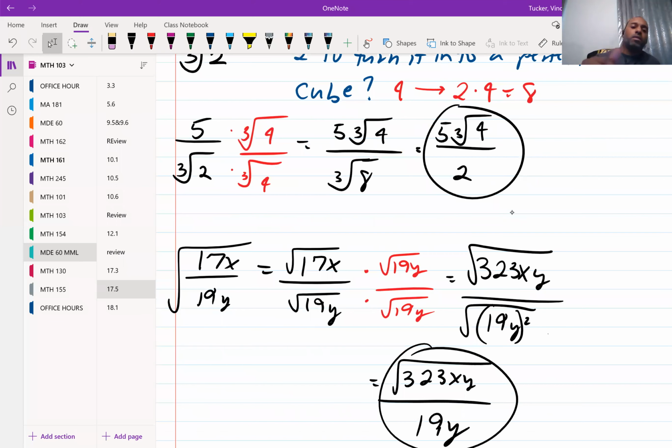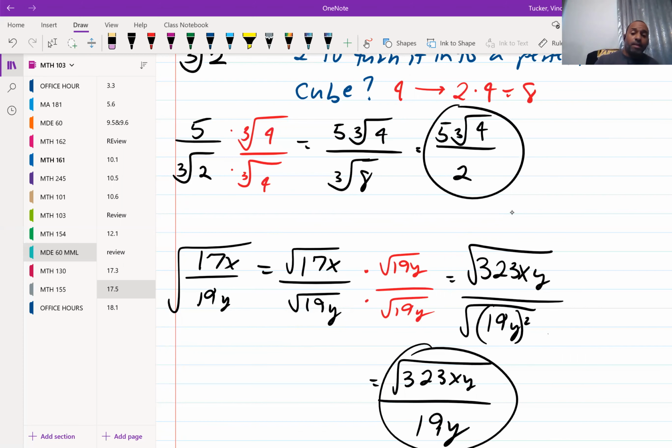All right, next one, square root of 17x over 19y. Trying to rationalize our denominator. So just like before, we had the square root of 3, you multiply it times 3 in order to turn it into a perfect square. This time we have the square root of 19y. So we'll multiply top and bottom by 19y in order to turn it into a perfect square. And that's what I did right here.